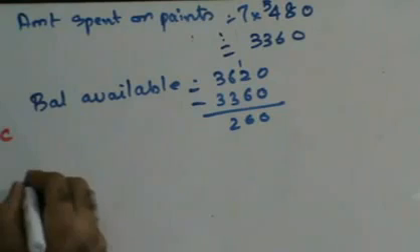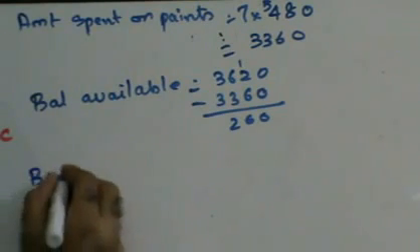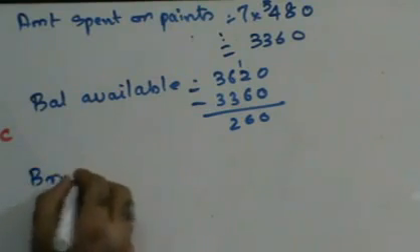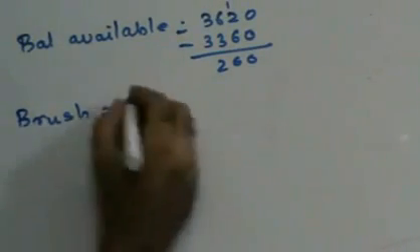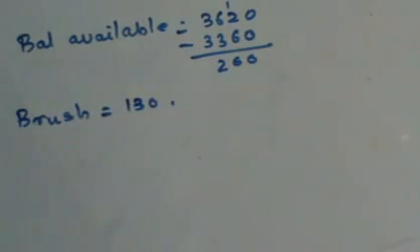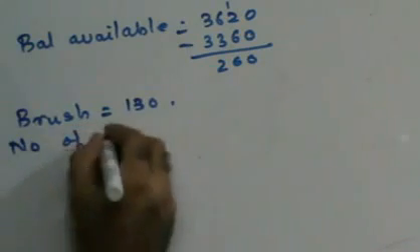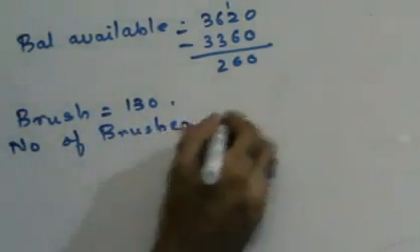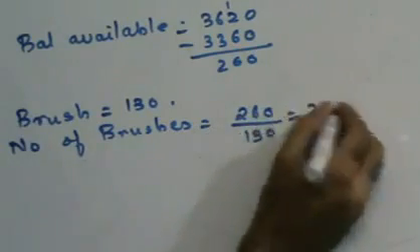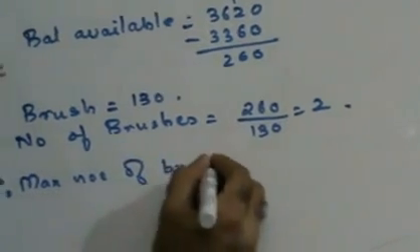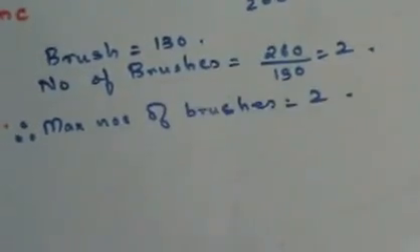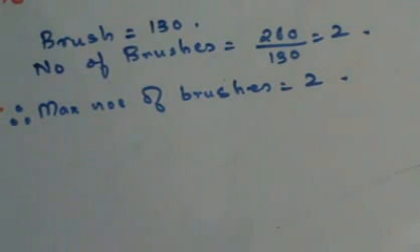Now, the cost of a brush is given to you as 130 rupees. He has 260 rupees remaining. So the number of brushes that can be purchased will be 260 divided by 130. Therefore the maximum number of brushes that he can buy is 2. So the maximum number of paint tins that he can buy is 7 and the maximum number of brushes that he can buy is 2. Next, take down the next one please.